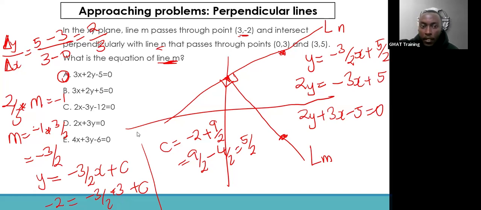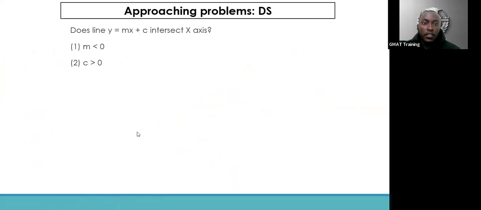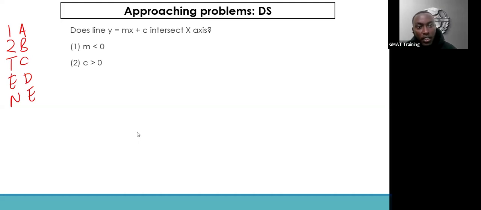Okay. Now, here's a DS question. The answer choices, for those who are not familiar: for A, the first statement is sufficient. For B, the second statement is sufficient. For C, we have to combine the statements for them to be sufficient. For D, each statement independently is sufficient. And for E, neither of the statements, even when combined, are sufficient. We need additional information.